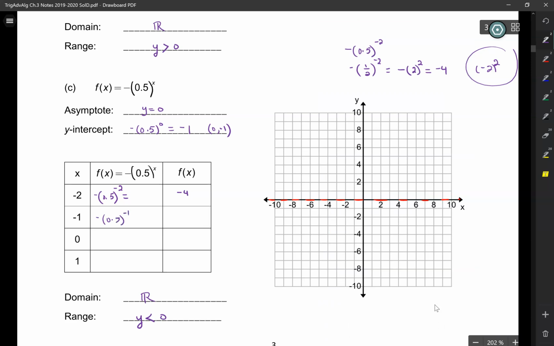How much? Negative 2. And then negative 0.5 to the 0 is negative 1. Negative 0.5 to the 1 is negative 0.5. Okay, so let's graph. We get negative 4, negative 2, negative 1, negative a half. Okay? All right.